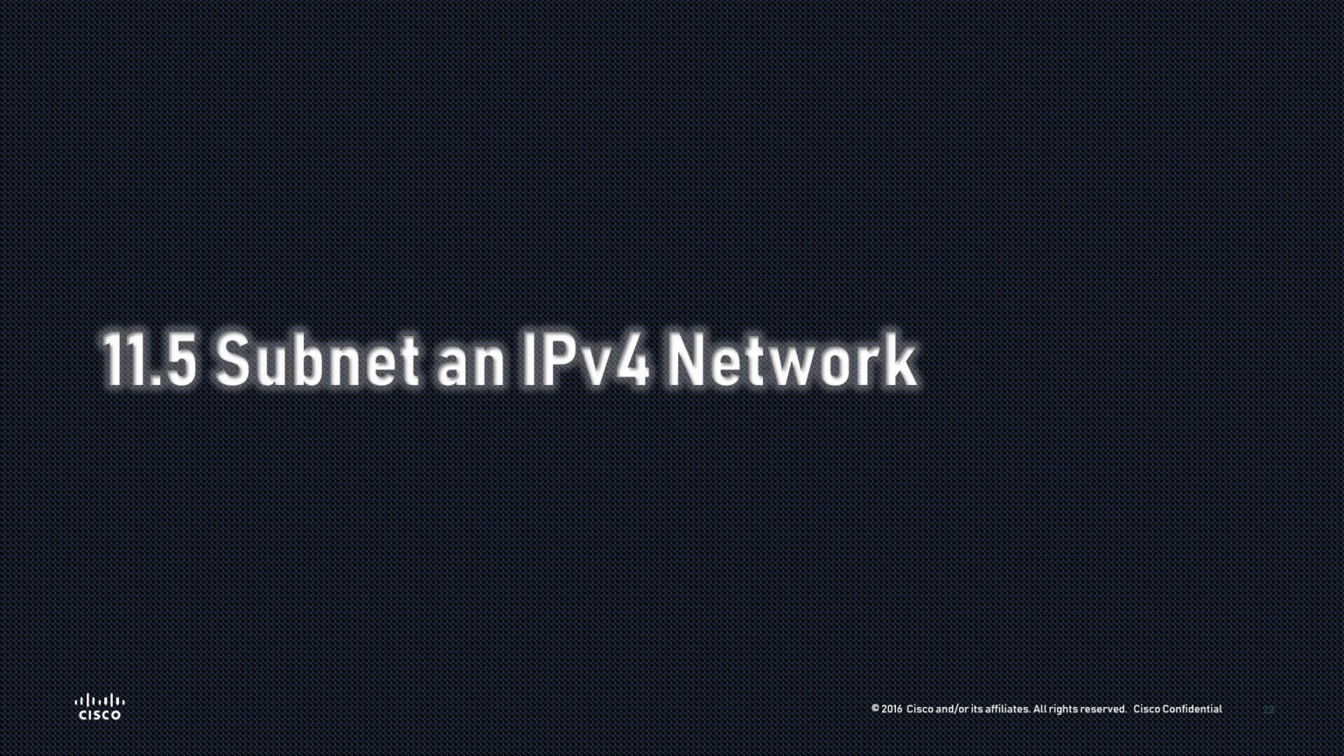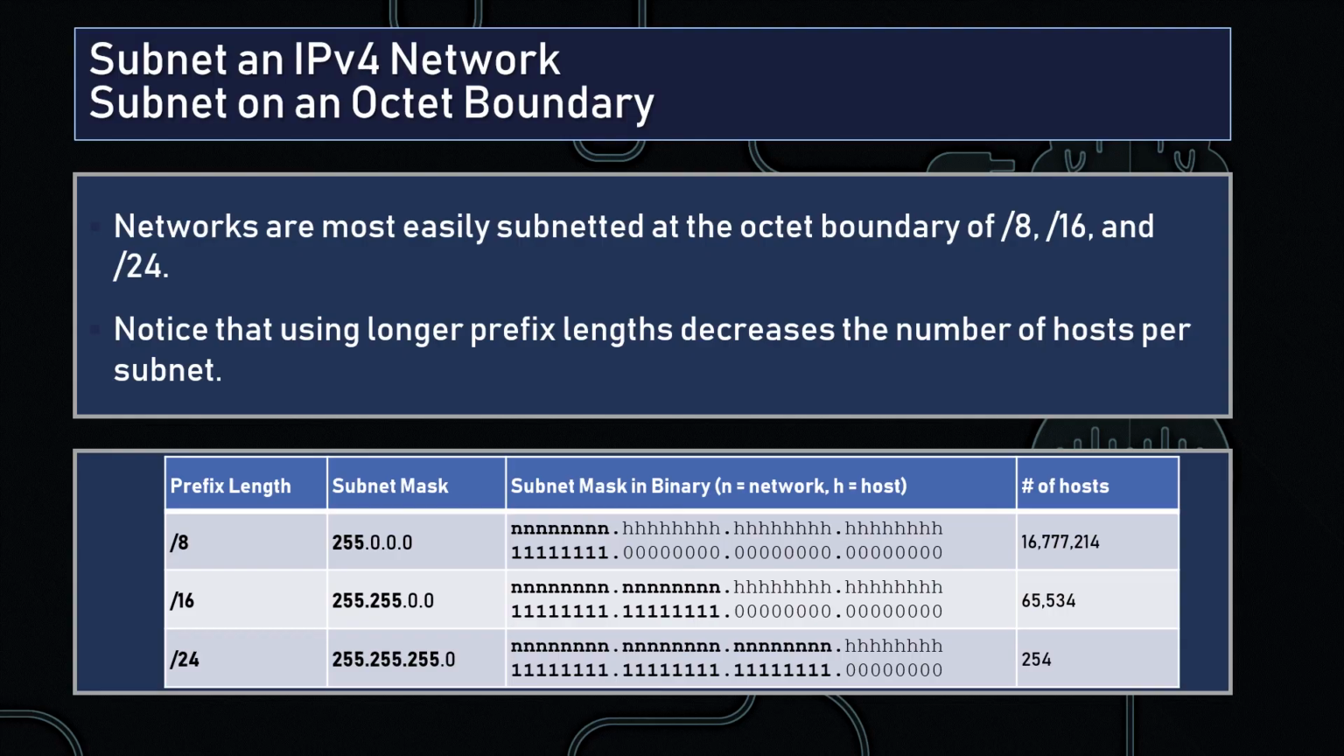So let's take a look at how we actually subnet an IPv4 network. So most often we use our classful octet boundaries, and that tends to be pretty easy. Using longer prefix lengths borrows network bits from the hosts and decreases the number of hosts per subnet. So for a class A or /8 subnet, you can see that the number of hosts per network is about 16.8 million. It's quite a lot.